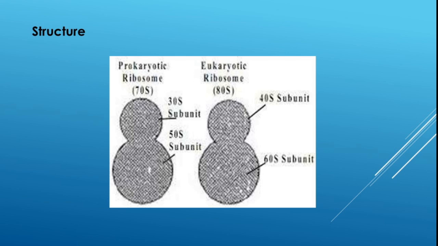The 70S prokaryotic ribosome has 50S and 30S subunits. The 80S cytoribosome and the 78S chlororibosome have 60S and 40S subunits. The 55S mitoribosome has 40S and 30S subunits.